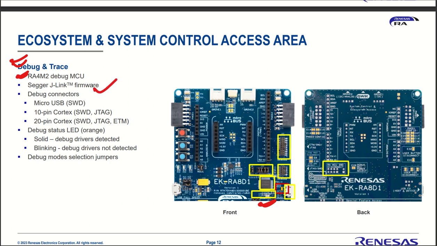You have SEGGER J-Link, you have debug connectors like SWD programming or JTAG programming, or JTAG and ETM programming. So this is micro USB, this is 10 pin Cortex and this is 20 pin Cortex. So all these possibilities are there with this particular eval kit. And you have a debug status LED also, in orange color, and debug mode selection jumpers also.